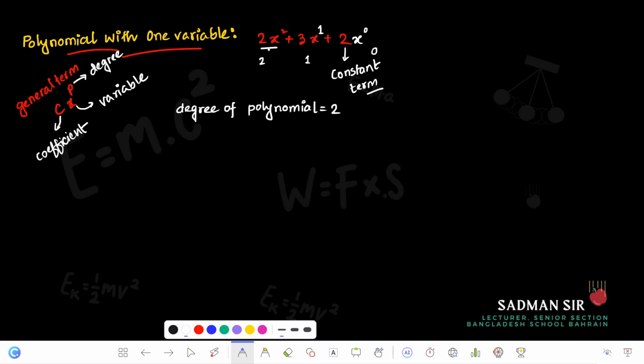Okay, so please try to understand these two represent the degree of the first term, the degree of the second term, the degree of the third term. Among them, which one is highest? The highest one is called the degree of the whole polynomial. Okay, so this is the degree of the polynomial. Now moving on, we might have a polynomial with two variables.